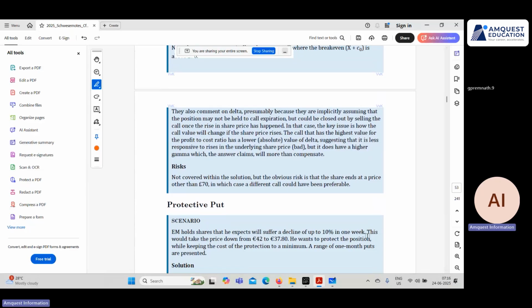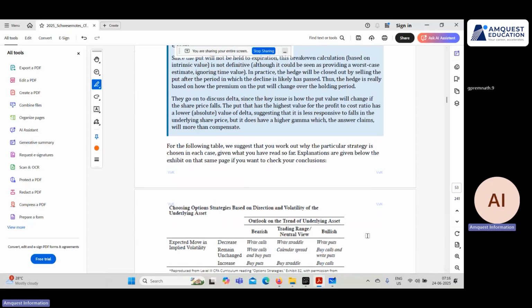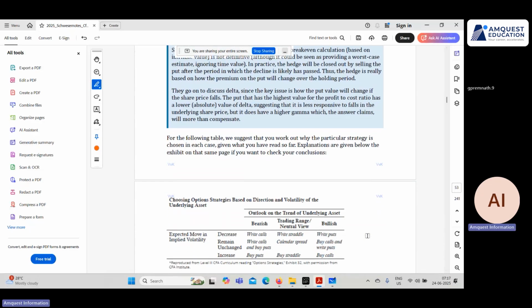Now, there's one more thing before we wrap up this topic. I can reproduce this table later, but let's just look at this together to save some time, and let's try to understand it. It's a 2x2 matrix in a way. Let's see this.